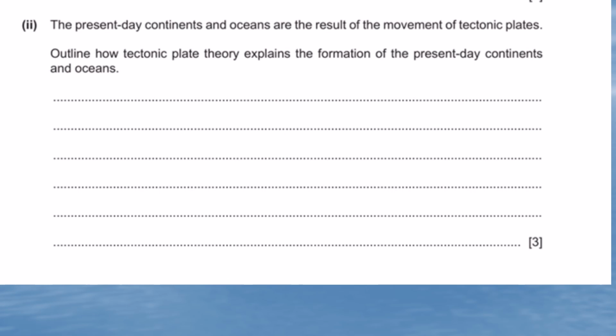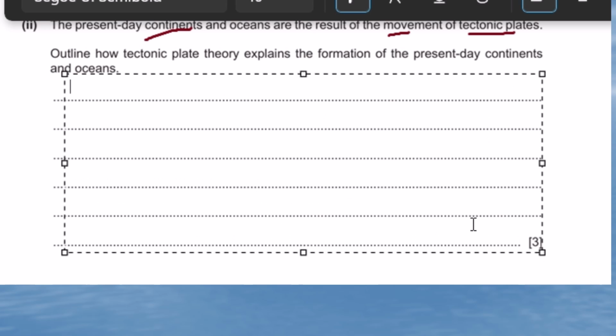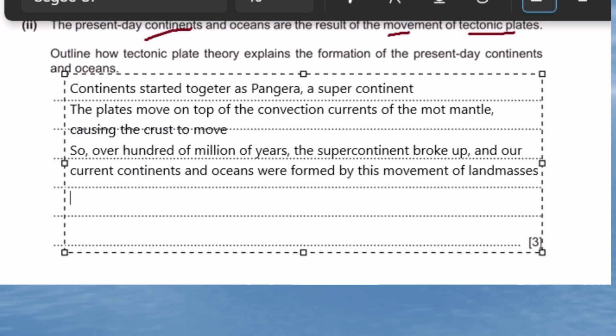So our next question here, they ask about how our present-day continents and oceans are a result of movement of the tectonic plates. Outline how tectonic plate theory explains the formation of present-day continents and oceans. Quite a few students just wrote that the plates move, which is correct, but we want 3 points, so I will write something like this.